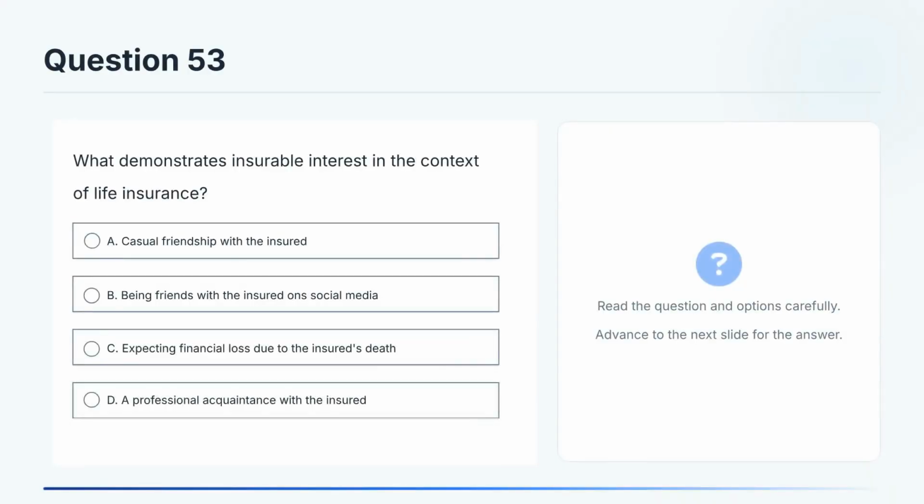A. Casual friendship with the insured. B. Being friends with the insured on social media. C. Expecting financial loss due to the insured's death. D. A professional acquaintance with the insured.